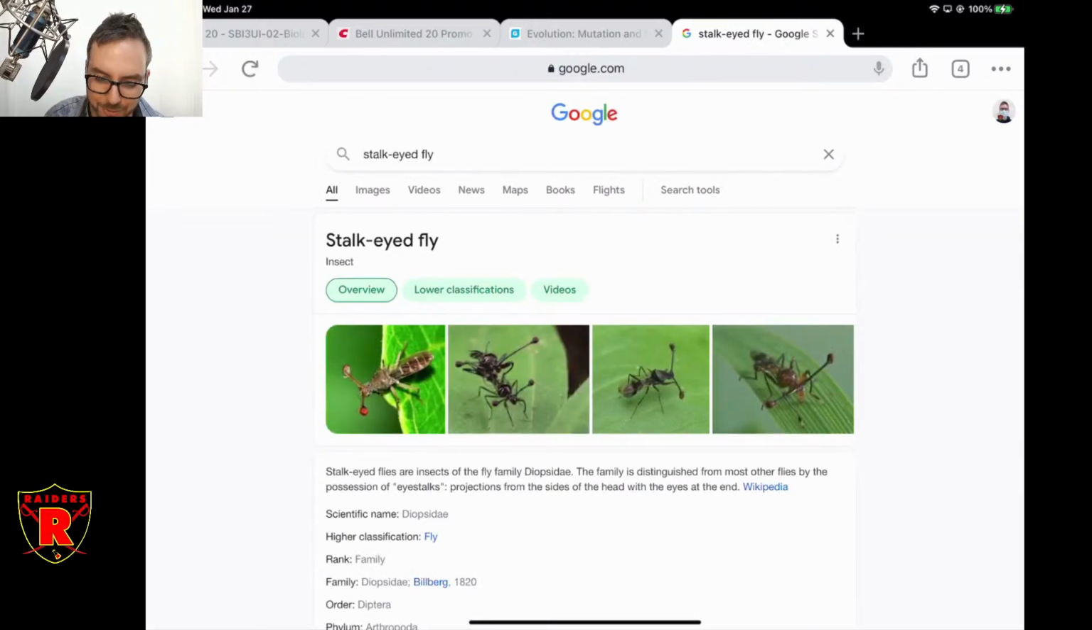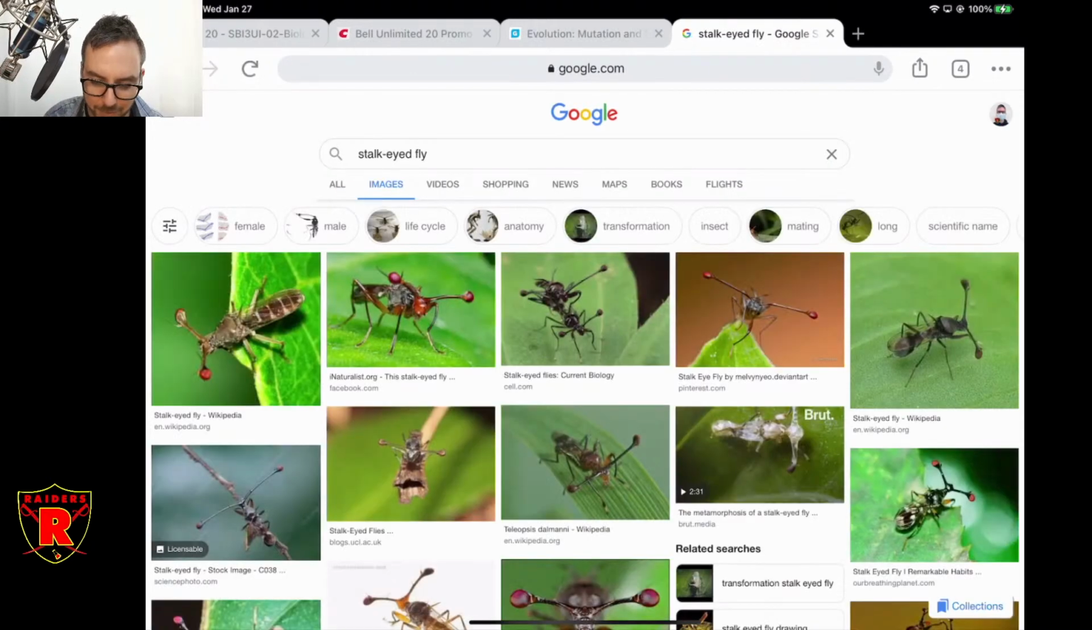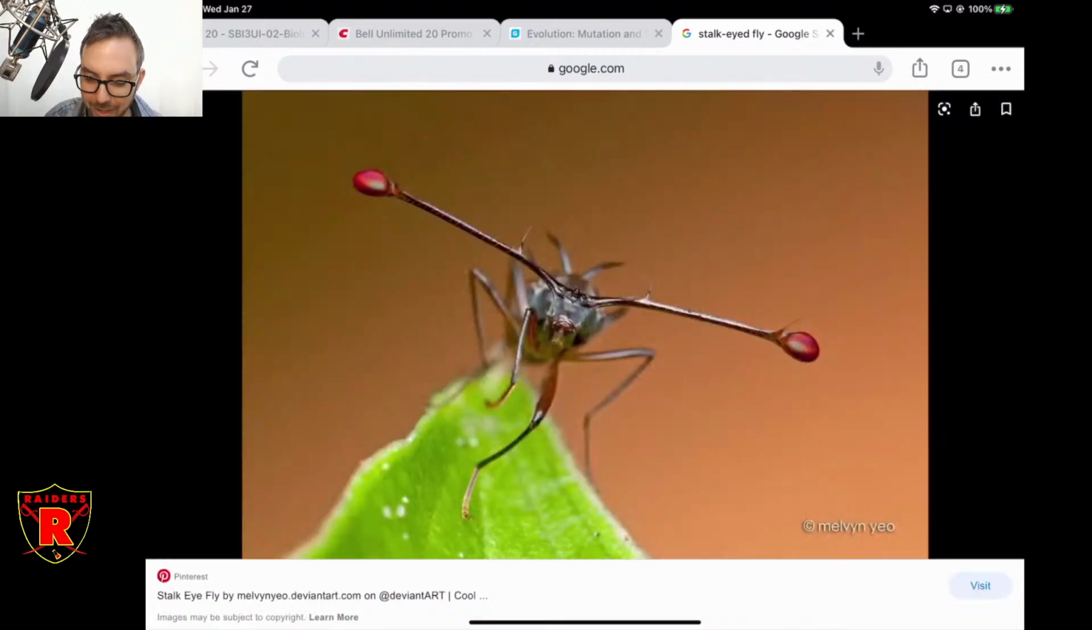So this is a crazy fly where the male, and only the male, has these crazy long eye stalks. These eye stalks are terrible for the male. They make it so that they cannot see very well. They can't get away from predators very well. So, in many ways, these stalks are terrible for the flies.